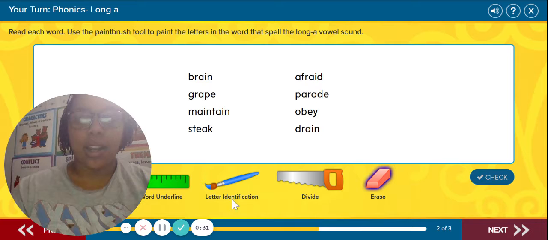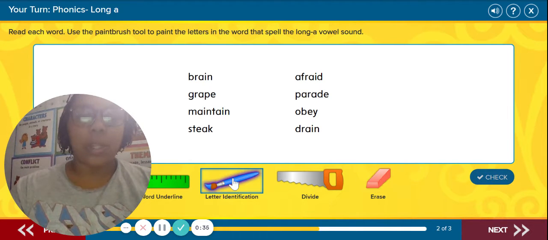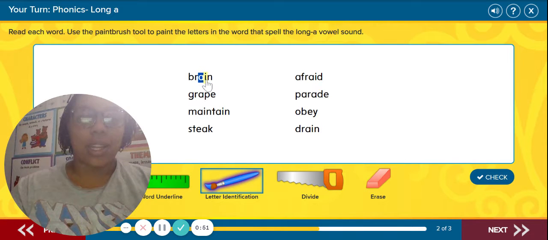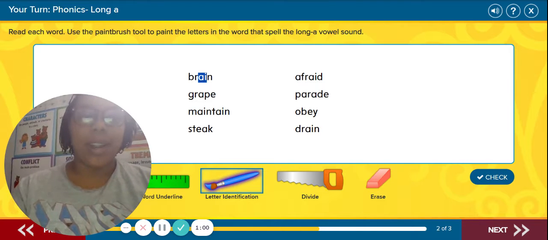So I have my tools down at the bottom and they want me to use my paintbrush. So using my paintbrush, I will select the letters that are making the long A sound in each word. Let's begin. A-I. This is our word brain. I automatically see my AI. And knowing that AI says the long A, I know how to segment that word. Brain. Let's move to the next word.